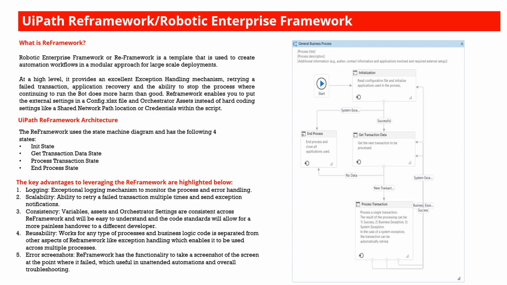We'll talk about those as well, because we'll see a couple of examples on RE framework, right? Is there anything you are not able to understand on the high level design of RE framework before I go and discuss what is being done in each state? Are you able to understand init state, get transaction data, process transaction and end process? These are 4 states, right? Any doubt here?